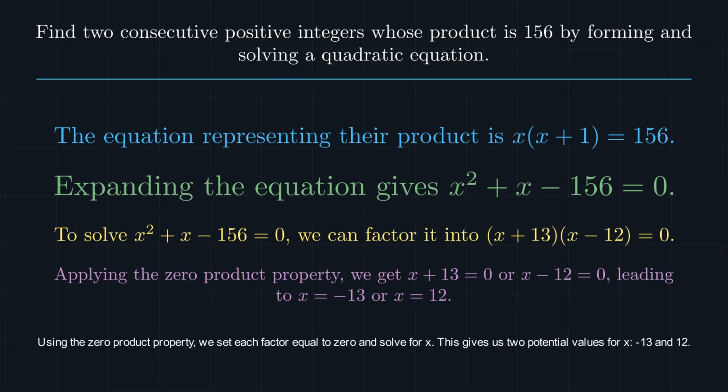Using the zero product property, we set each factor equal to 0 and solve for x. This gives us two potential values for x, minus 13 and 12.